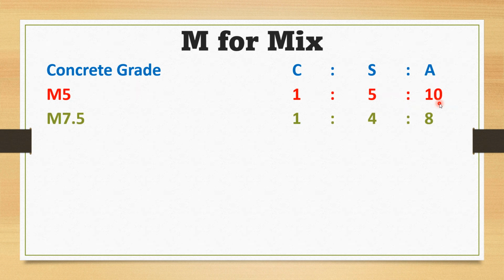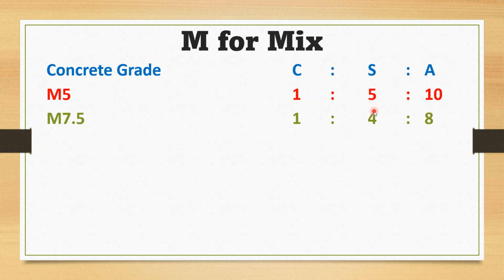For the same instance, I want to obtain a grade of concrete whose cylindrical strength will be 7.5 megapascals after 28 days of casting. So I have to decide a mix ratio for this grade of concrete. It will be 1, 4 and 8. So we can see that as we increase the strength of concrete, we have to decrease the contents of sand and aggregate.